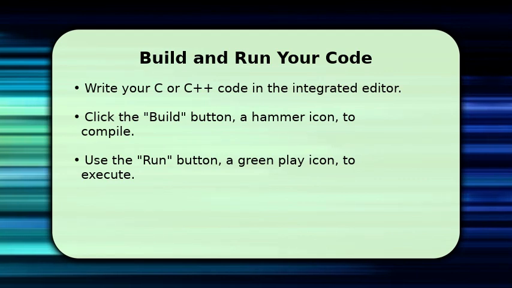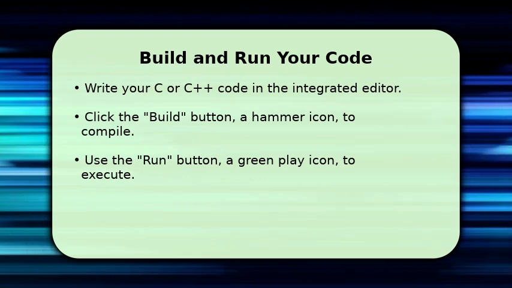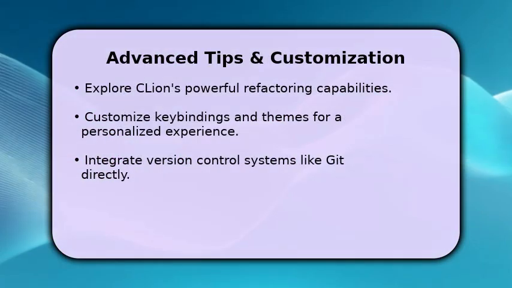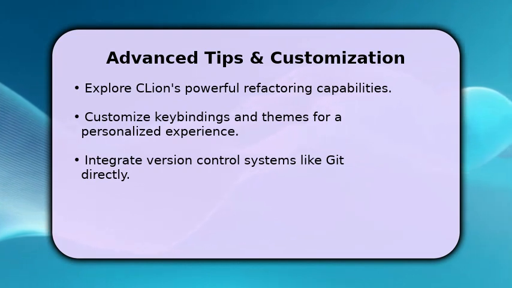To compile your program, simply click the Build button, which typically looks like a small hammer icon in the toolbar. Once compiled successfully, use the Run button, a green play icon, to execute your application. CLion also provides robust debugging tools, allowing you to easily find and fix any errors in your code, making development much smoother. To enhance your workflow, explore CLion's powerful refactoring capabilities, which can save you significant time.